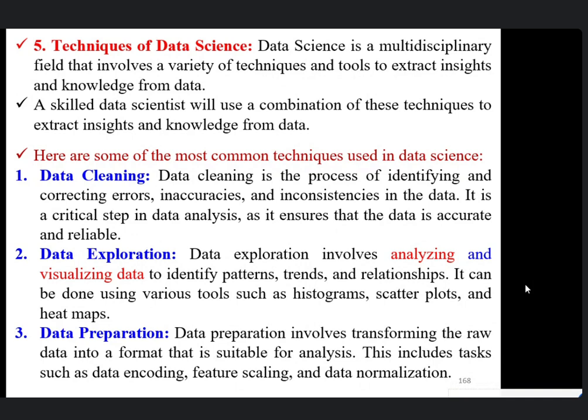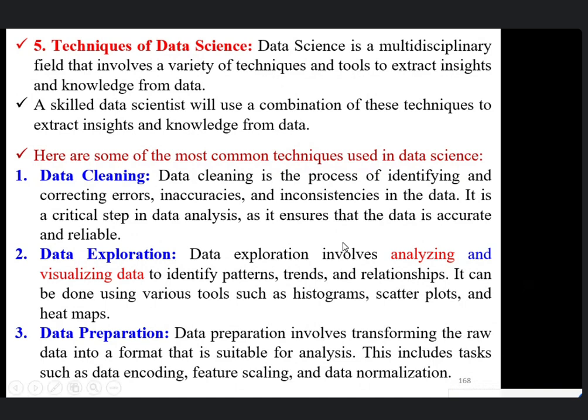Then data preparation. Data preparation involves transforming the raw data into a format that is suitable for data analysis. This includes tasks such as data encoding, feature scaling, and data normalization. Again, if there is any noisy data or redundant data, we are applying the data normalization techniques.